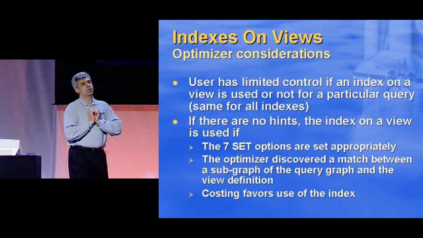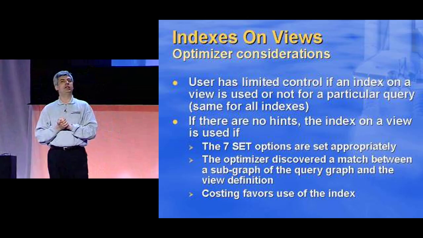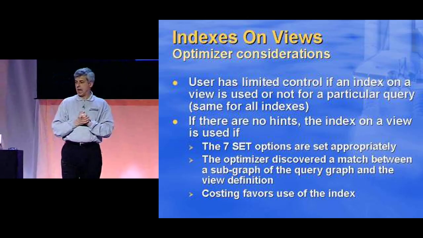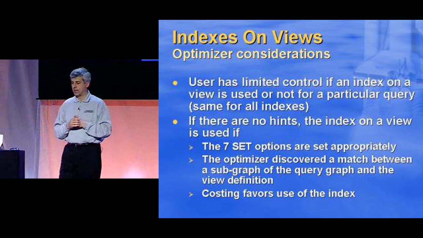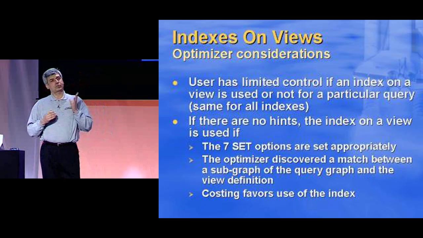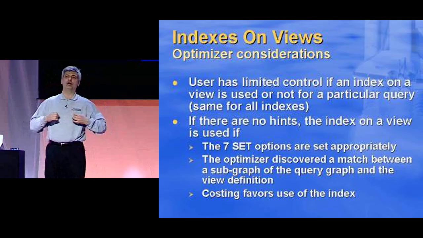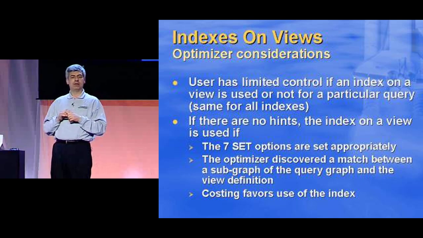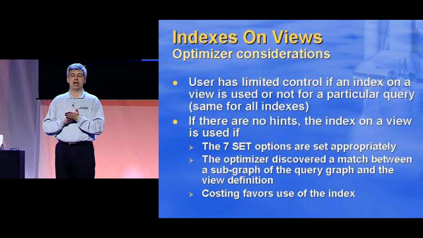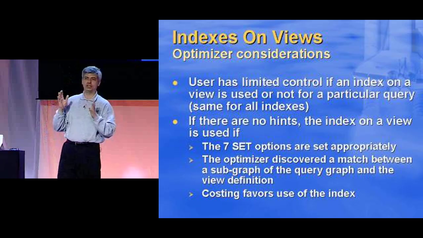Now, what about optimizer considerations? I have created indexes on views, and I have my query, and I'm sure this query will use the index on that view. And it does not. The first thing to look at is the seven SET options, and whether you have set them correctly in your session. We have the so-called SESSIONPROPERTY function, which you can use to investigate the current setting of any of these SET options.